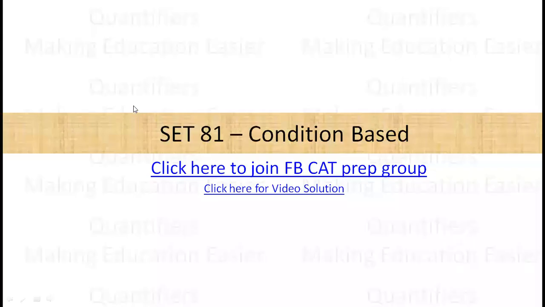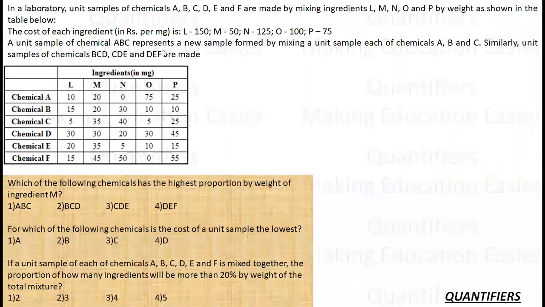So let's see what the set is all about. It says, in a laboratory, unit samples of chemicals A, B, C, D, E, F are made by mixing ingredients L, M, N, O, P in the weights as shown in the table below. This is how chemical A is made by putting L, M, N, O, and P in these grams. The cost of each ingredient is L 150, 50, 125, 175. So this is the cost.